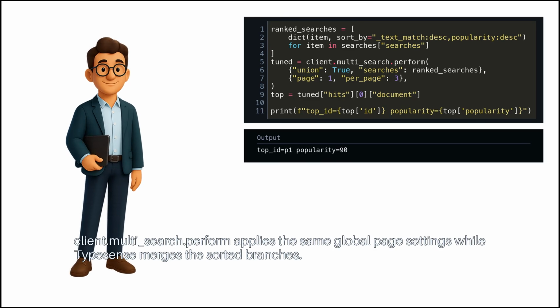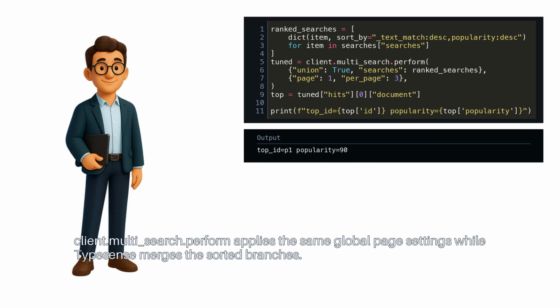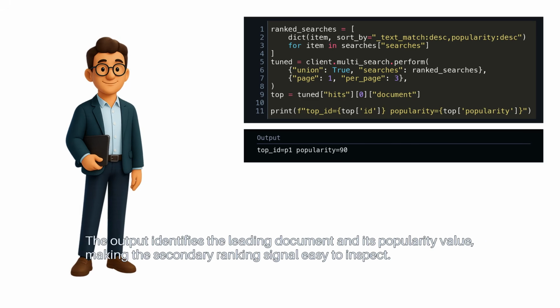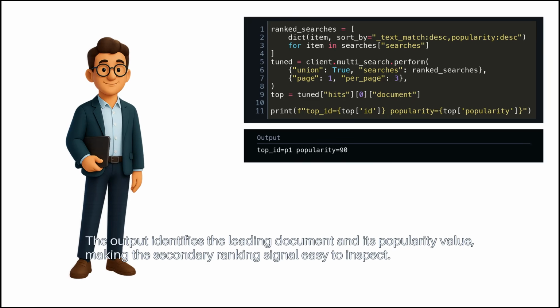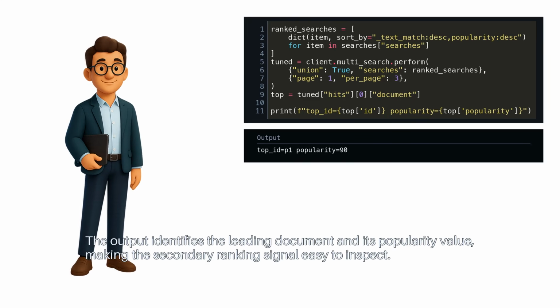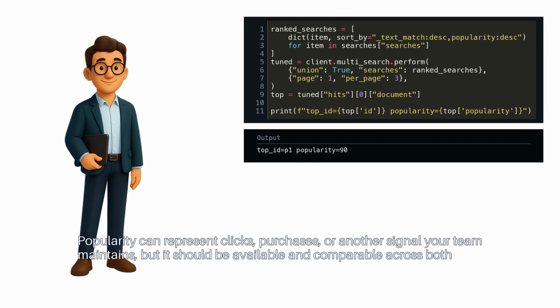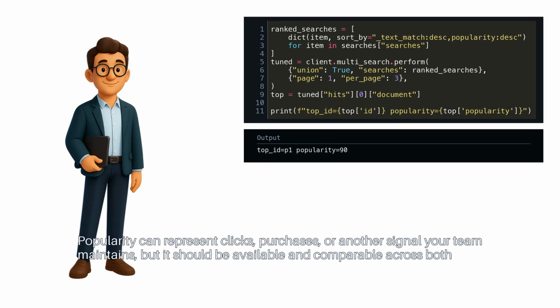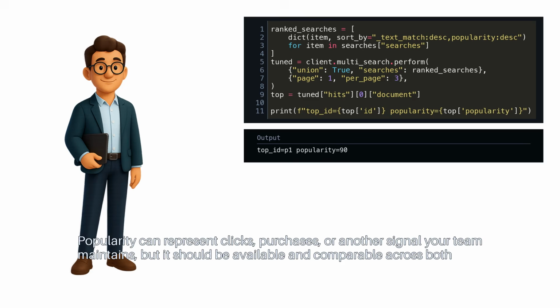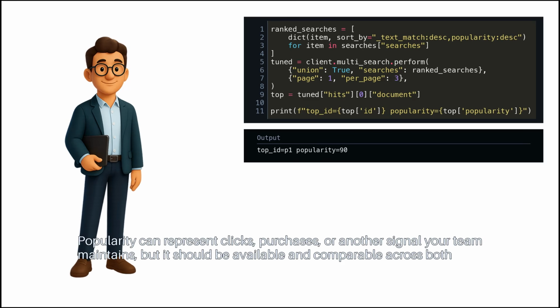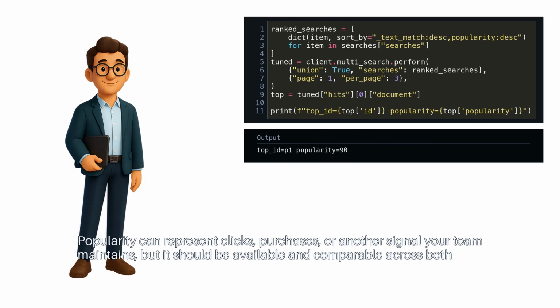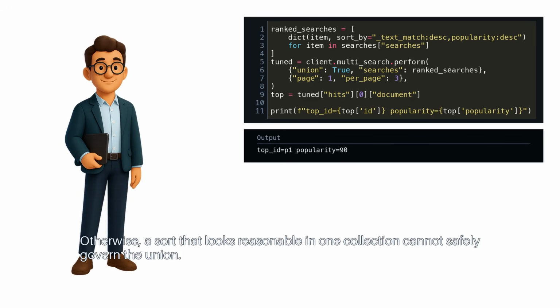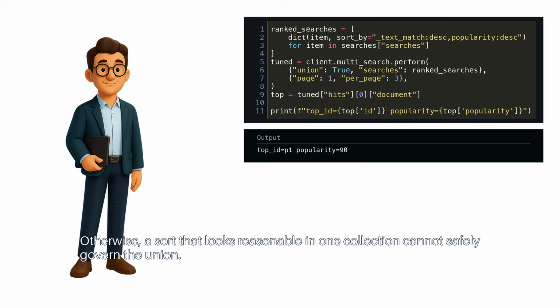client.multisearch.perform applies the same global page settings while Typesense merges the sorted branches. The output identifies the leading document and its popularity value, making the secondary ranking signal easy to inspect. Popularity can represent clicks, purchases, or another signal your team maintains, but it should be available and comparable across both collections. Otherwise, a sort that looks reasonable in one collection cannot safely govern the union.